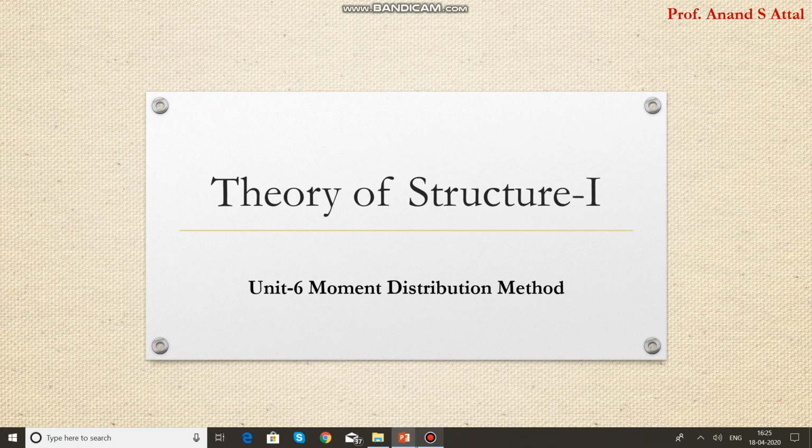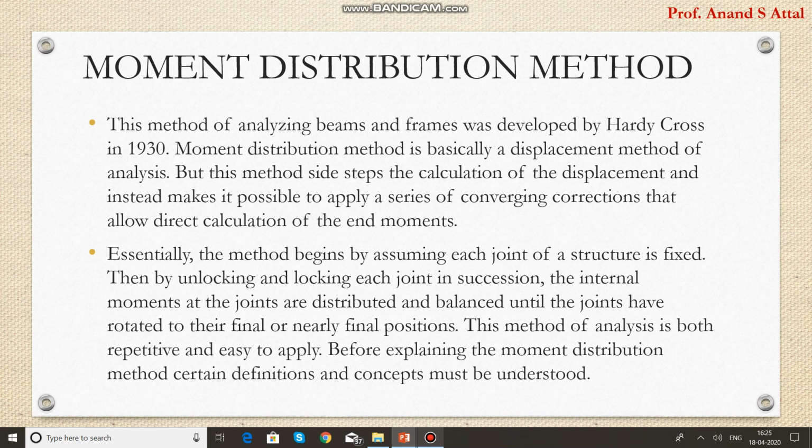Hello dear students, today we will learn the method of analysis of an indeterminate structure. The method is called the moment distribution method. The moment distribution method is used to analyze indeterminate beams and frames, and it was developed by Hardy Cross in 1930. That's why another name for it is the Hardy Cross method.